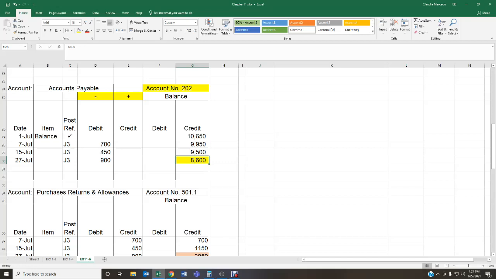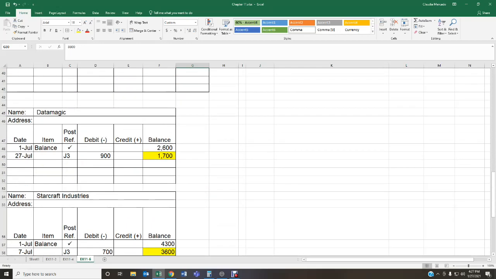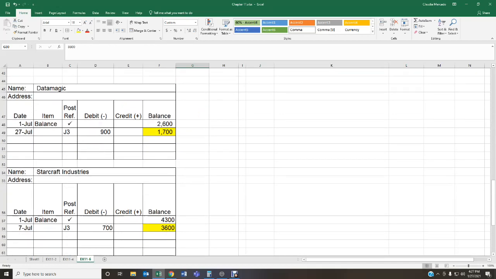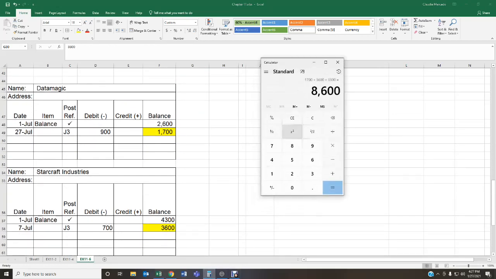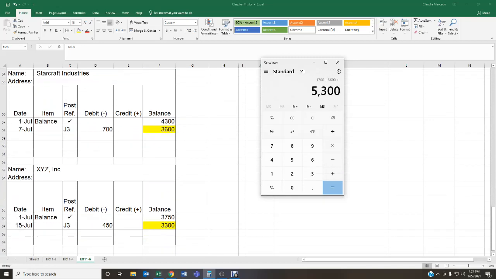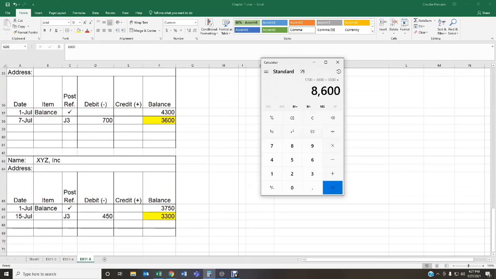But we want to know more. We want to know, who do we owe $8,600 to? Well, that is why we have our accounts payable ledgers. Down here, we've got the detail. Now I know that I owe $8,600. I look at my accounts payable ledgers, and now I know that I owe $1,700 to Data Magic, $3,600 to StarCraft, and $3,300 to XYZ. That gives me the $8,600.